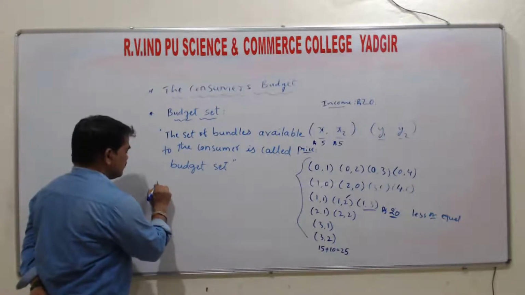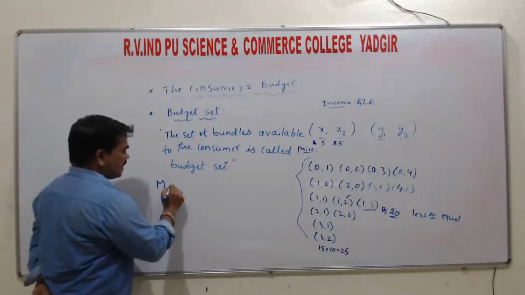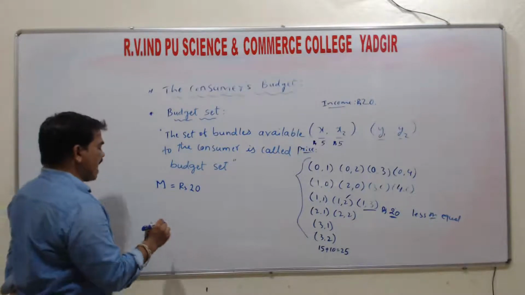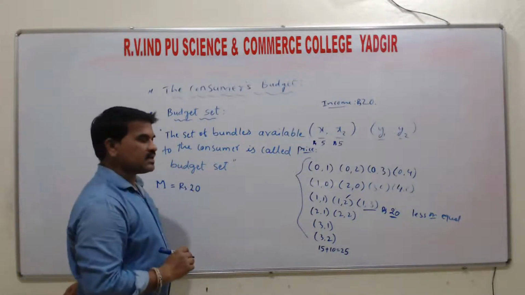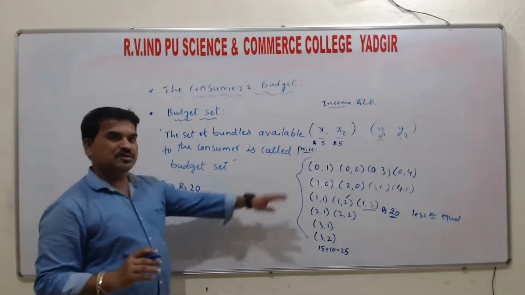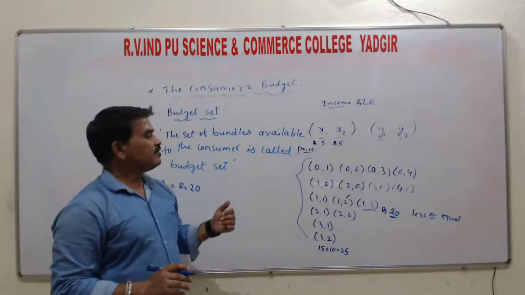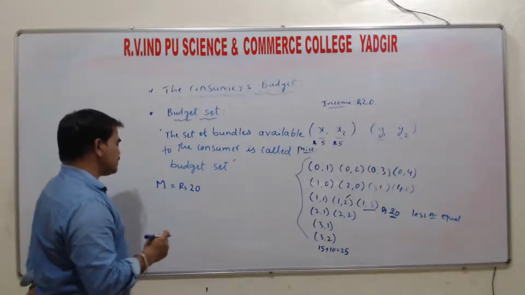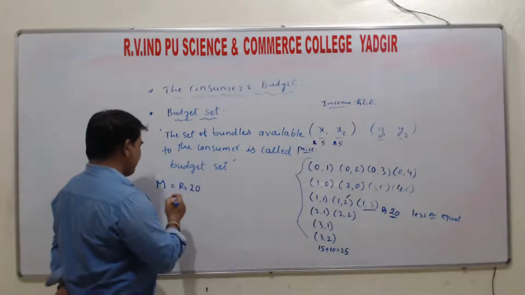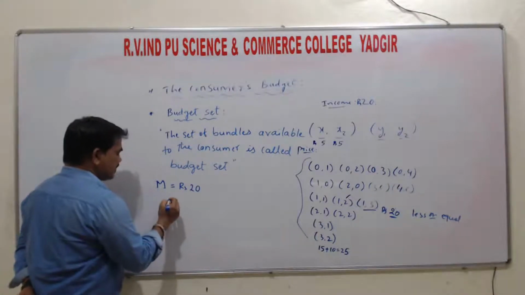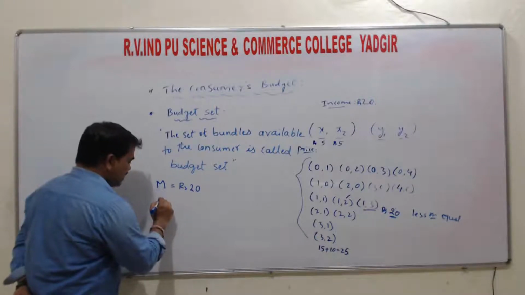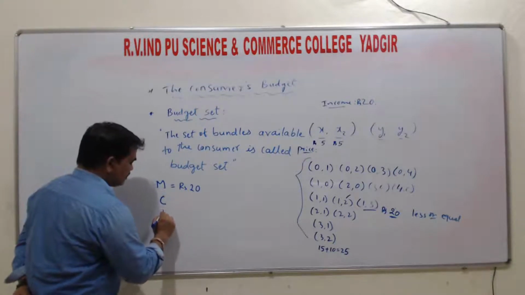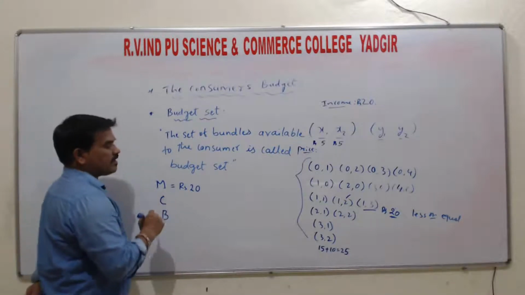So we know his income. I'll mention it as M. If his income is rupees 20 and we have two goods, I will specify the goods as well. Today we will change the goods. Every day we are taking apple and banana. Today we can change that, you can select any two goods of your wish. Instead of apple and banana, I'll keep chocolate and biscuits. Okay, two goods we have.